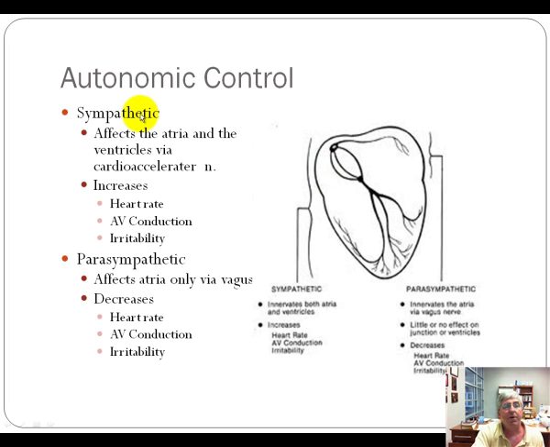So, take-home message: the sympathetic nervous system, by way of the cardiac accelerator nerve, increases heart rate, AV conduction, and irritability. This is the dominant system during exercise. The sympathetic nervous system kicks in, and that's part of the reason, along with a lot of other things, that our heart rate goes up. The parasympathetic nervous system, by way of the vagus nerve, decreases all these things. The parasympathetic nervous system predominates once we become trained, and this is one of the reasons that a trained athlete's heart rate is slower than an untrained individual's, because there's a shift in dominance at rest toward the parasympathetic nervous system.